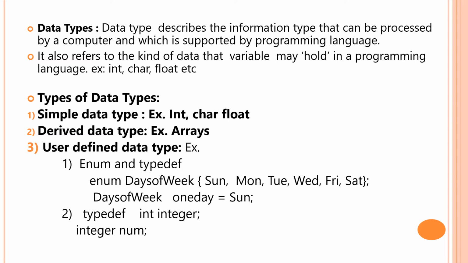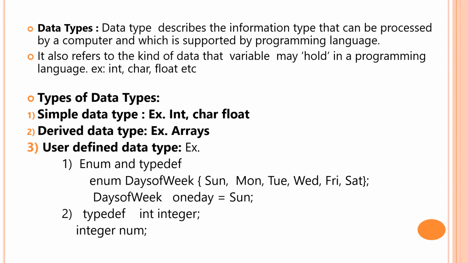First we will study simple data type. These are the primitive or built-in data types which are supported by a language. The variables of these data types can hold only one value of that type. For example, integer, character, float, etc.